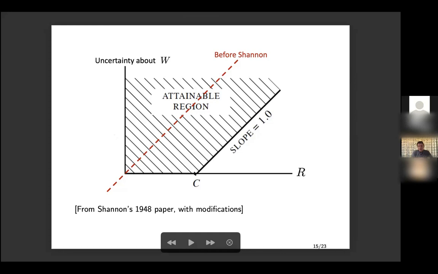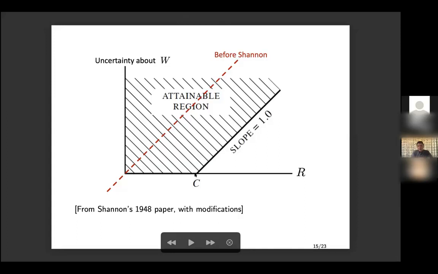Then Shannon proved that for all rates below C, you can be arbitrarily certain about the transmitted message. So the uncertainty can be arbitrarily small or low. While above C, it's impossible to be completely certain about the transmitted message.